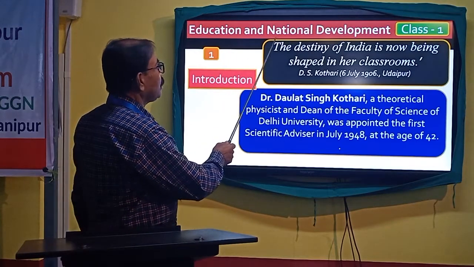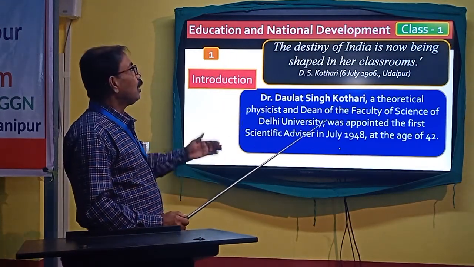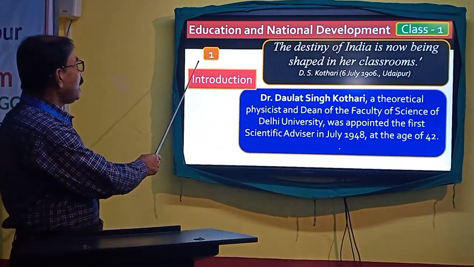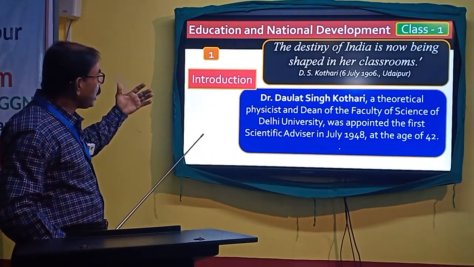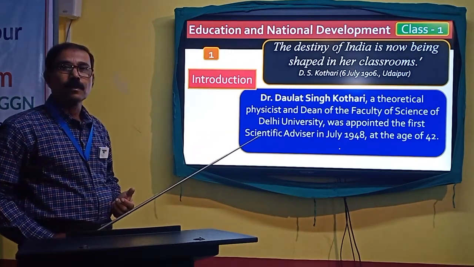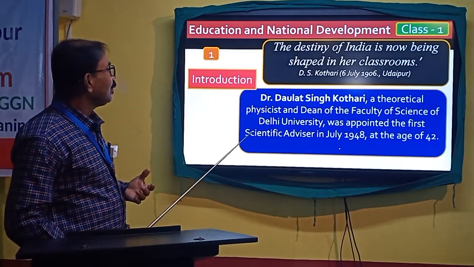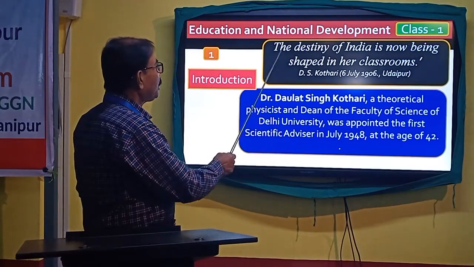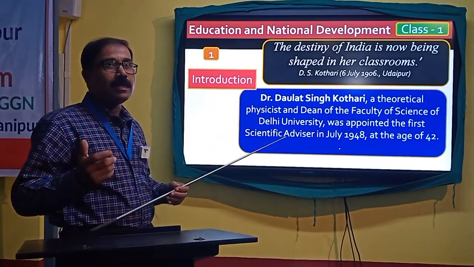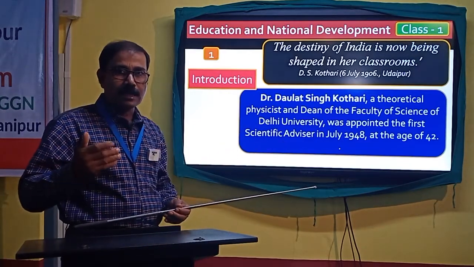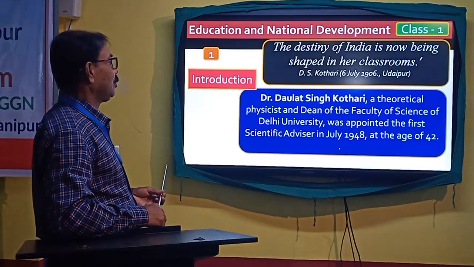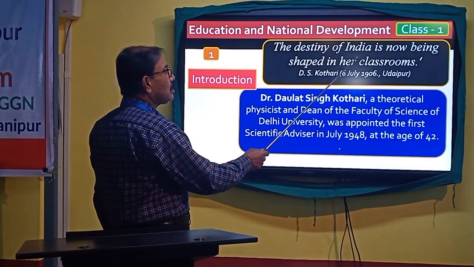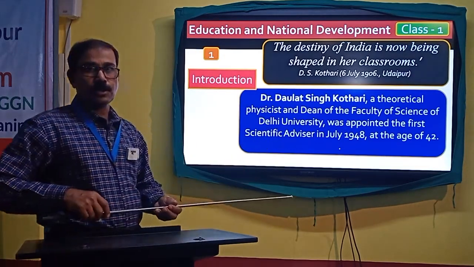National Education and National Development. On this unit, this is class number 1. This is slide number 1, and this is the introduction of the whole unit. Participant friends, here is a quote which we frequently utter at the time of discussing the significance of education. The quote is, "The destiny of India is now being shaped in her classrooms."